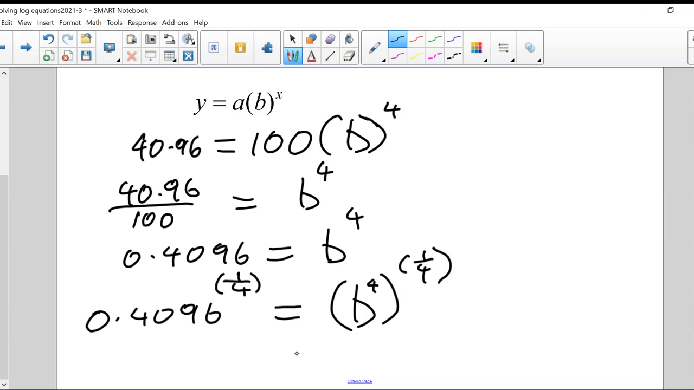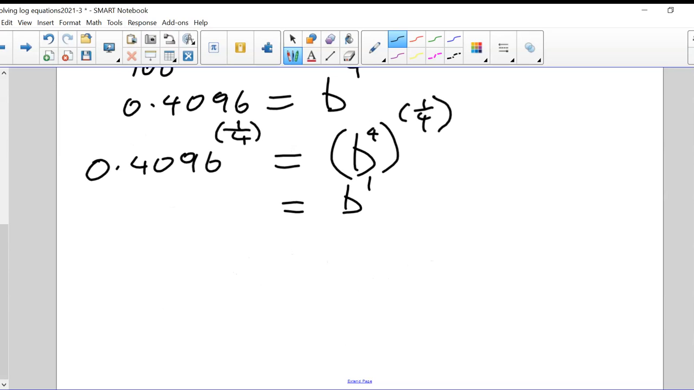Now, the right side is going to become 1, right? Because 4 times 1 over 4 is in fact 1. The left side can be expressed this way as the fourth root of 0.4096. I made this point to you earlier on when we were looking at exponents. I said a 1 over 4 exponent means the same thing as the fourth root, and that's really what we're doing.